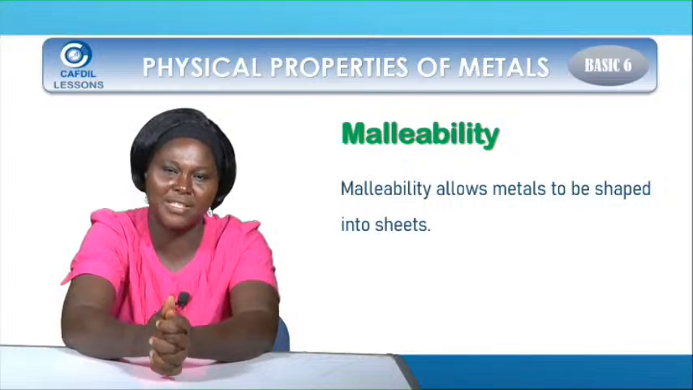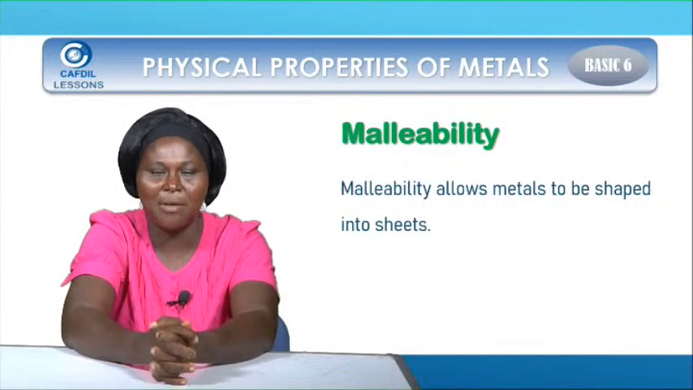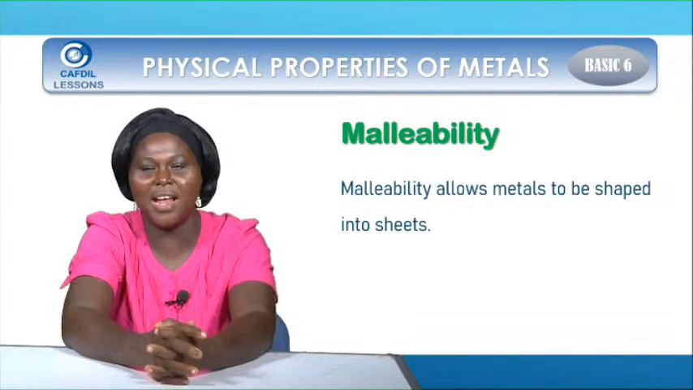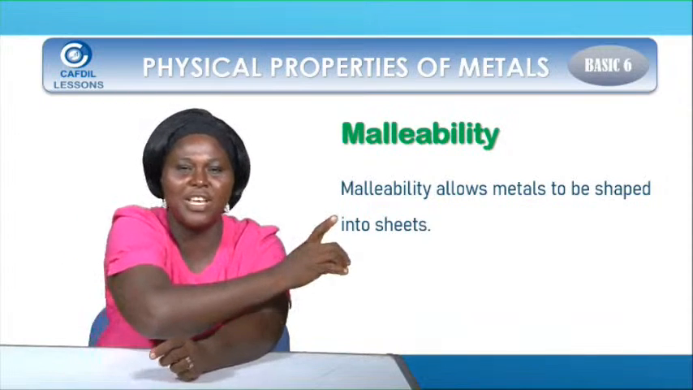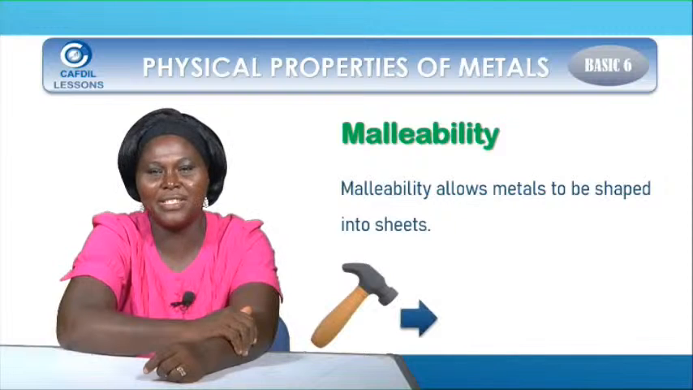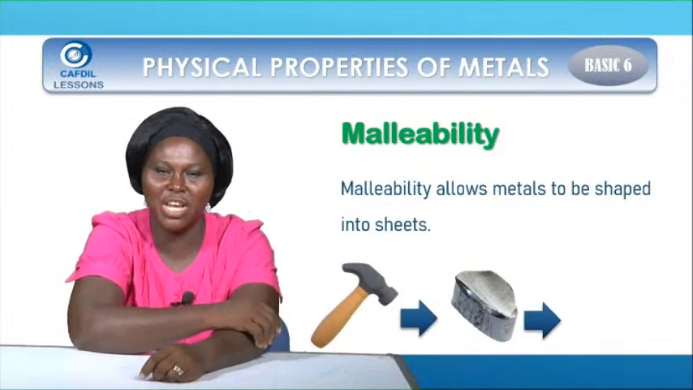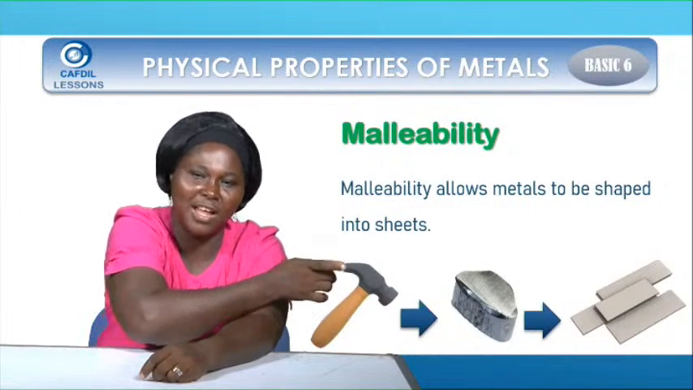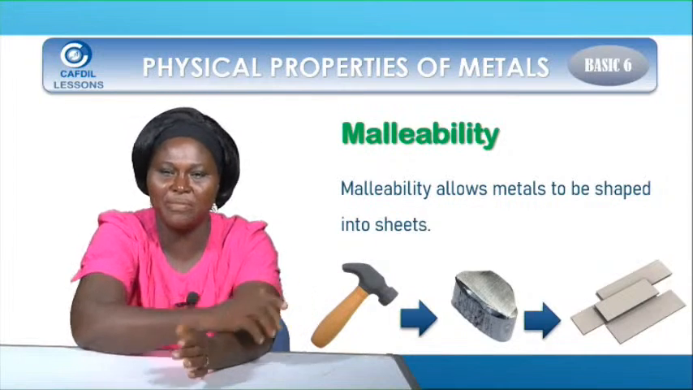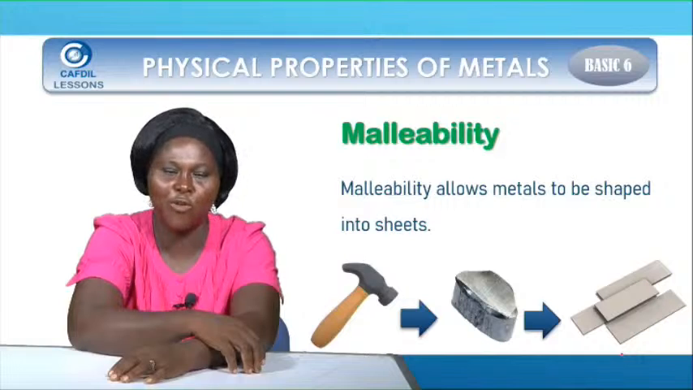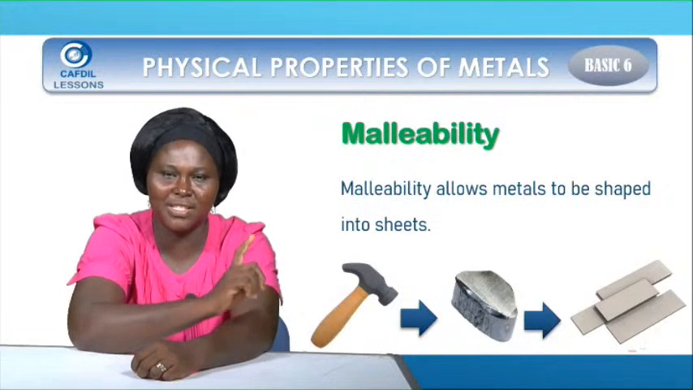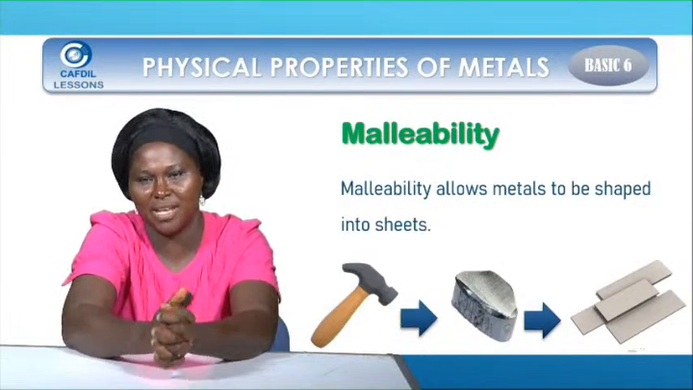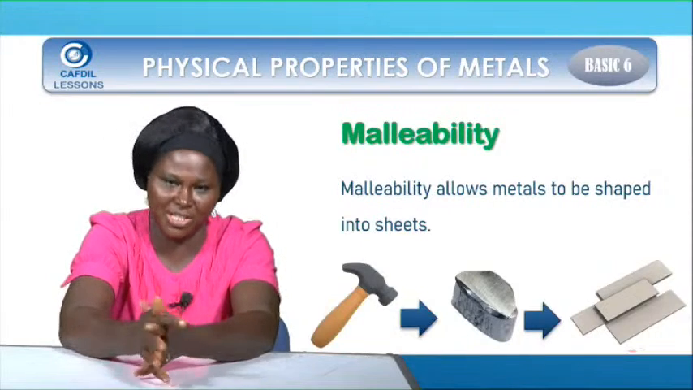Another physical property of metals is malleability. Malleability allows metals to be shaped into sheets. Let's look at it. We have a hammer. We can hammer metals to be shaped into sheets, and we can use it for so many things. So this is the property of malleability.